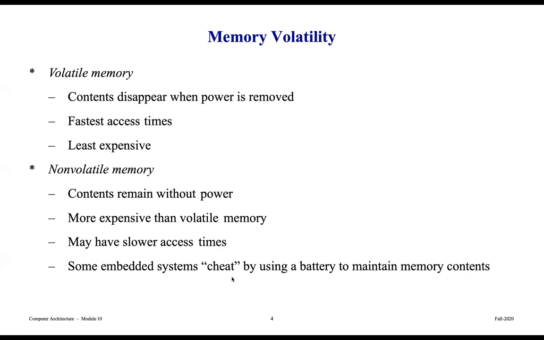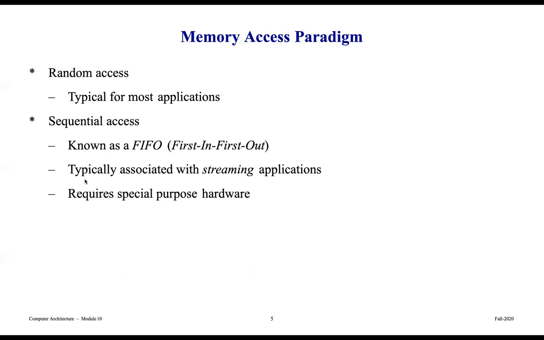But, quote, if you want to think of this as cheating, it's just an example of a good engineering decision that may help to get the best of both worlds. For example, in embedded systems, they can have a battery used to maintain the memory contents. And so volatile memory can start to have the characteristics of non-volatile memory.